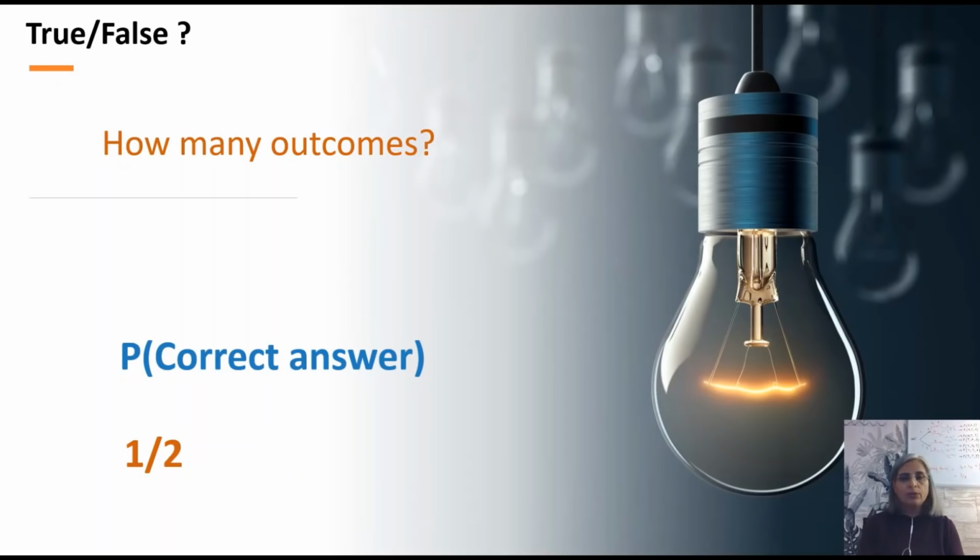And now we talk about you sitting in a test in which you have to make a choice of a true or a false answer. How many outcomes do you expect? I'm sure you said 2 outcomes. It could either be true or false, which means that your answer could be correct or not. So the probability of getting a correct answer would be 1/2.